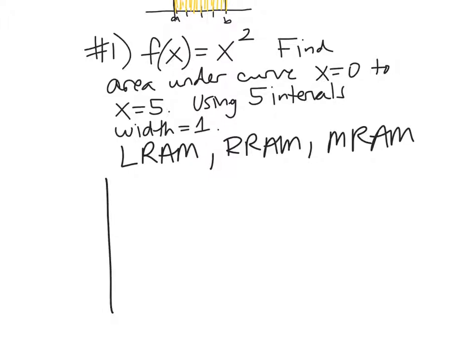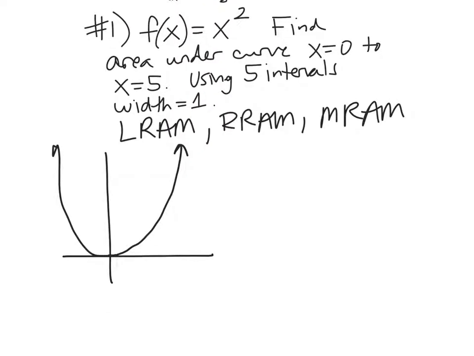Okay, so here we go. Here's our picture. This is just your basic y equals x squared. It's a parabola. Looks like this, both sides. We need to find the area from 0 to 5. So I'm going to go 1, 2, 3, 4, 5. We're trying to find the area under that curve. Okay, I'll draw it in red. You're trying to find this area here. Always with the x-axis too, by the way. I didn't mention that. Okay, so let's do LRAM first.